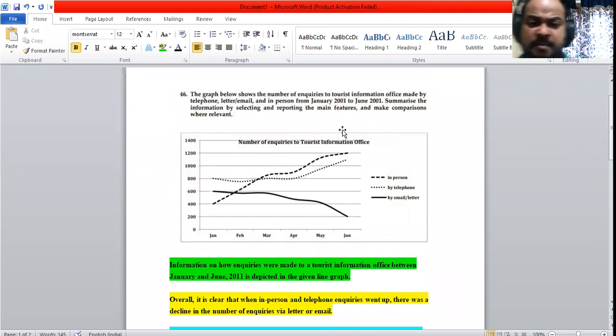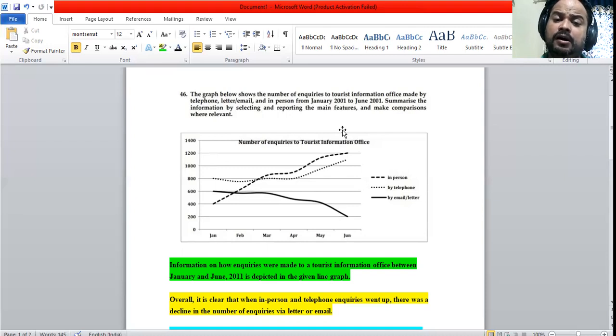The graph below shows the number of inquiries to a Tourist Information Office made by telephone, letter, email, and in person from January 2001 to June 2001. So it is a six-month period: January, February, March, April, May, and June. This is how the inquiry status varied over this period: how many persons contacted the office in person, by telephone, and by email or letter. This is what we have to see here.